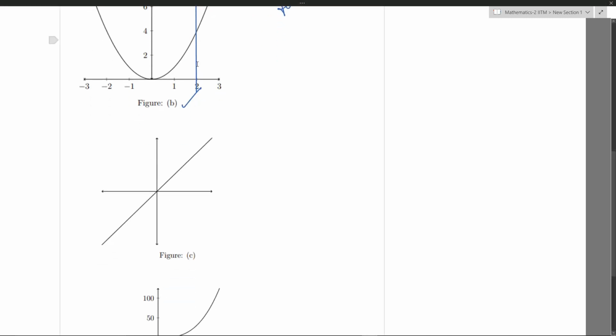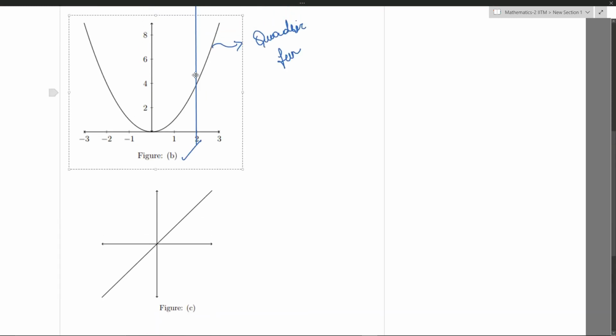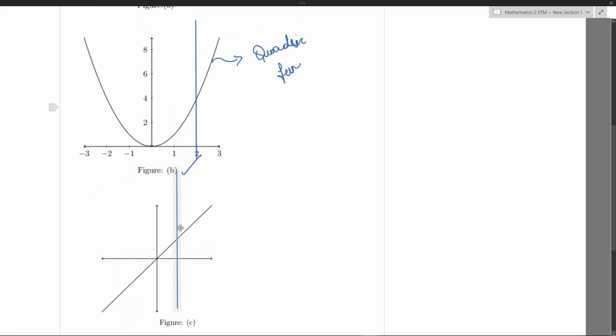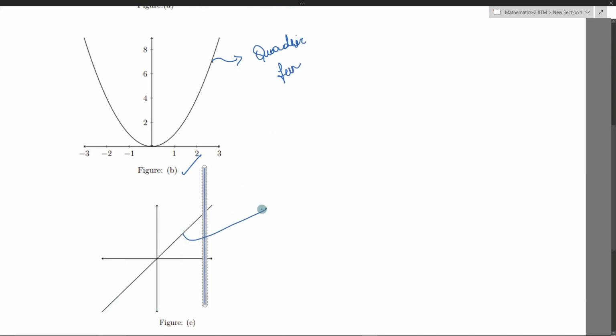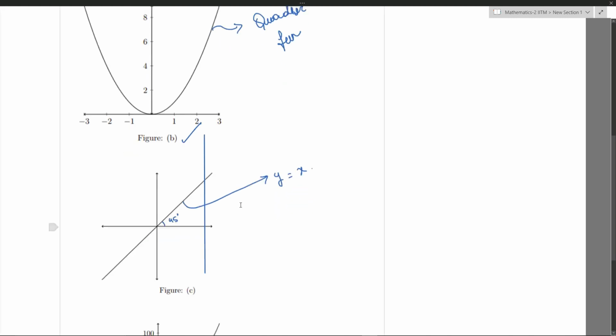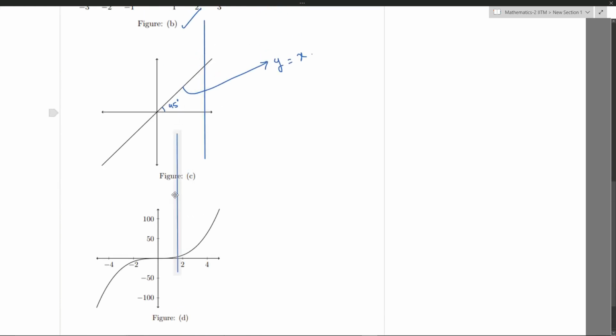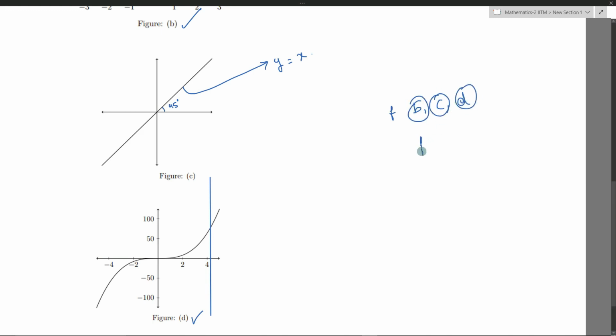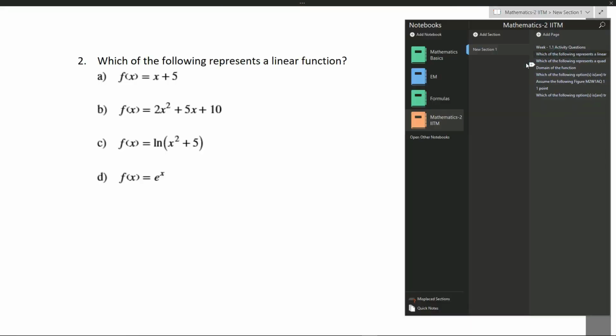For the third option, again, if we pass through this, the line intersects at only one point. This is a 45 degree line. They have not given that, but assumably this is a 45 degree line, so we can say this is the equation for this line, right? For the next option, again, if we pass a vertical line, it intersects at only one point. So we can consider this as a function. So figures B, C and D, all of these are functions, right? So moving on to the next question.